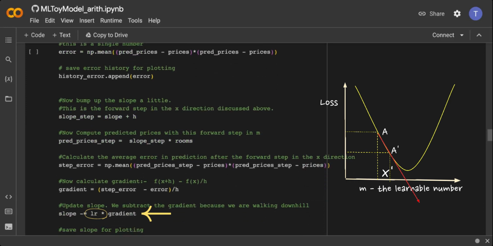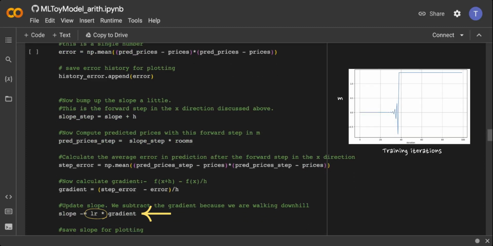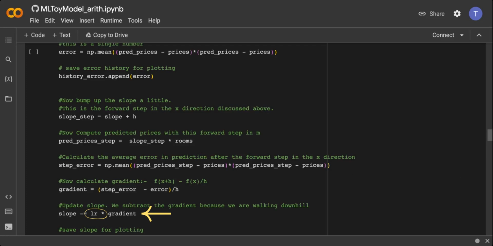Choosing a large value for this will cause large updates to m, and we may step past the lowest point by taking a large step, making the training unstable. We can see this by setting learning rate to say 0.05 and training the model. On the other hand, setting the learning rate to too small a value will make the updates to m small, so the model will take longer to get to the optimal value of m.